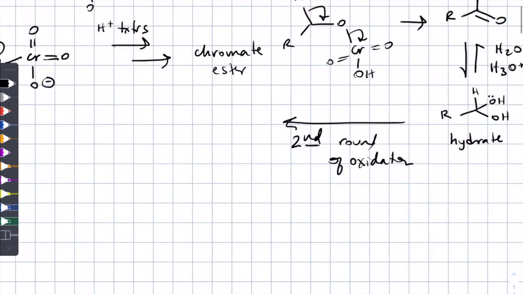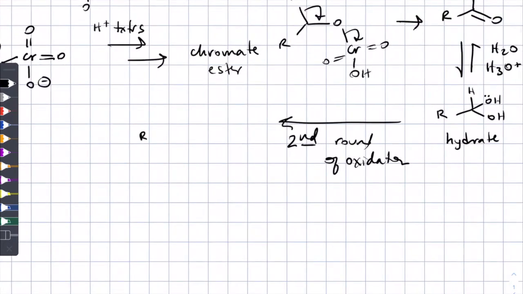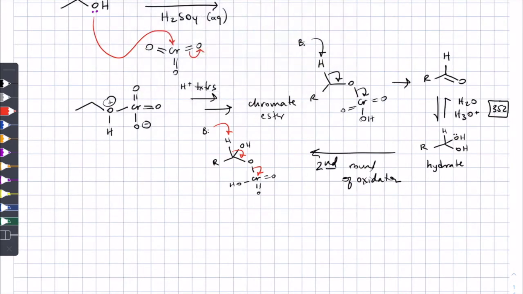And again, I won't show you all the intermediates, but in the end, you're going to get to an intermediate that looks like this. And again, you're going to do the elimination reaction. Chromium will leave with another set of electrons, and that then gets you to your carboxylic acid.